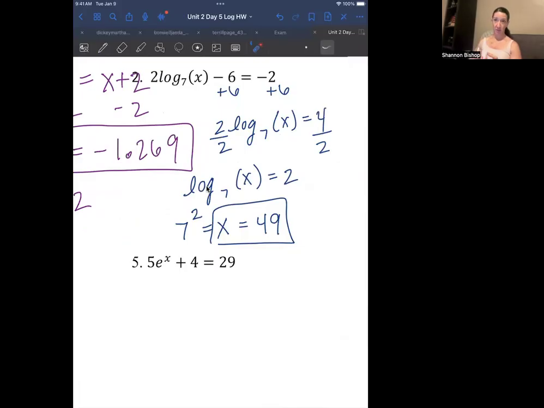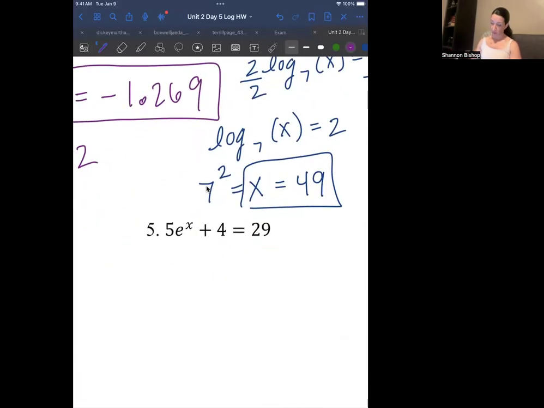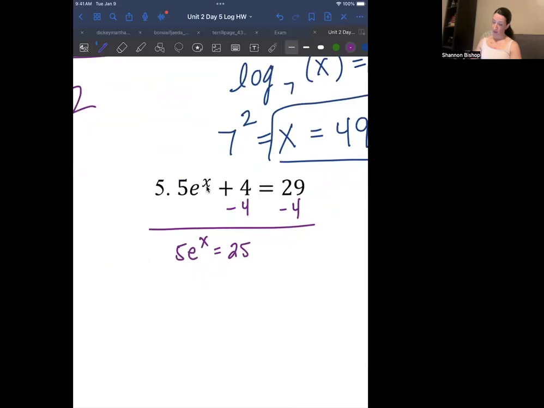Notice the 5 and the plus 4 are not accounted for. So that's why the very first thing we're going to do is get rid of those just because we can. They're neither bases nor powers nor results, so get rid of them. So start by subtracting 4. You'll have 5 e to the x now equals 25. The 5 is getting multiplied, so divide both sides by 5. And now it says e to the x is 5.